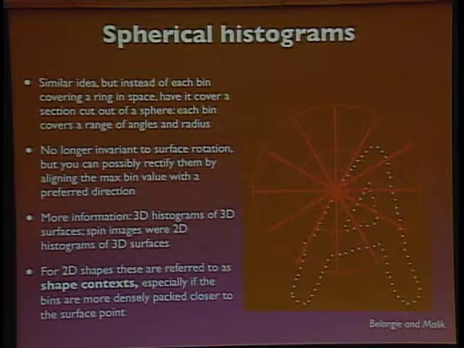Now let's see. We're not spinning, we don't have cylindrical-shaped bins, and this is actually a 3D thing. Points that are at different angles from you but the same distance get put into different bins. So you don't have this ambiguity of going from a 3D representation to a 2D representation. That's good, but they're no longer invariant to surface rotation.